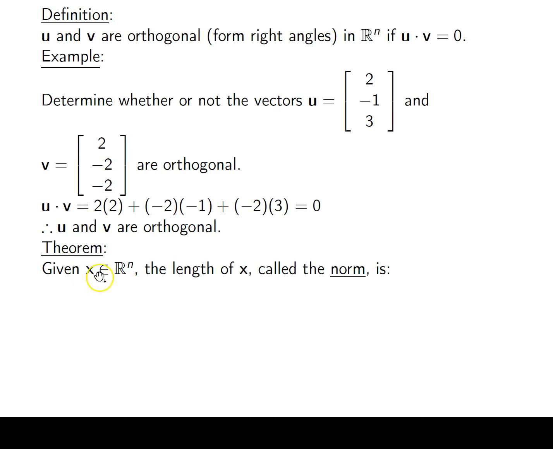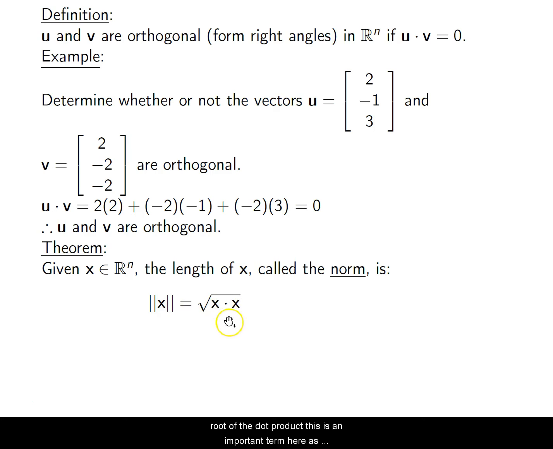So I have an n-termed variable, okay? I would like to know what the length of x is. I'm sure you guys have talked about the length of vectors before in your physics or engineering class or even in trig. The difference is that this is in n dimensions and not 2 dimensions or 3 dimensions. So the norm, this is called the norm of x, and it's just the square root of the dot product.